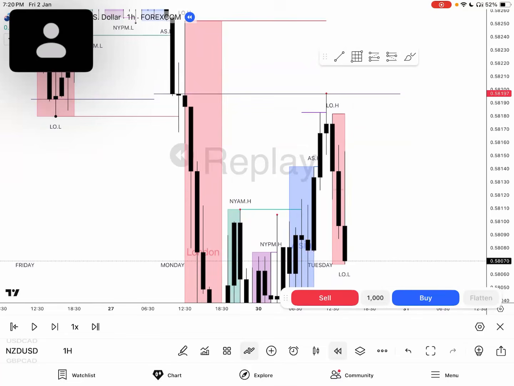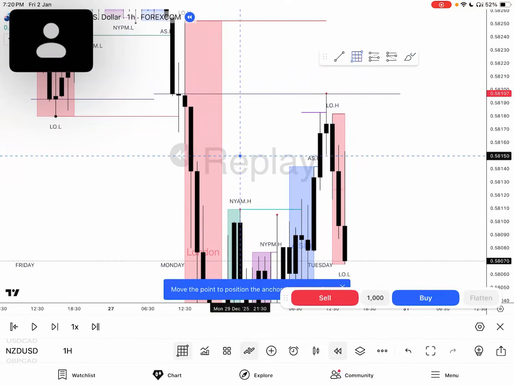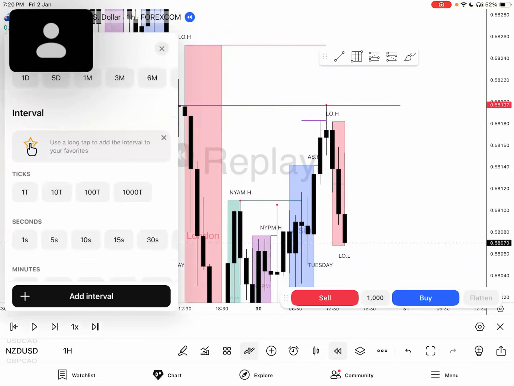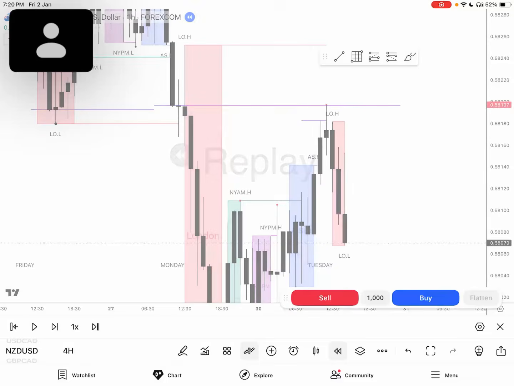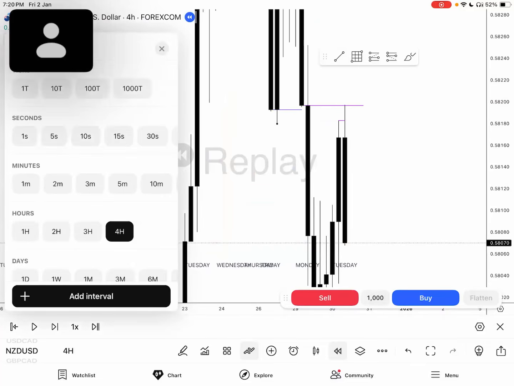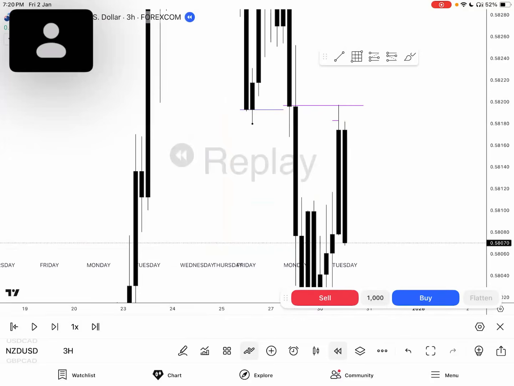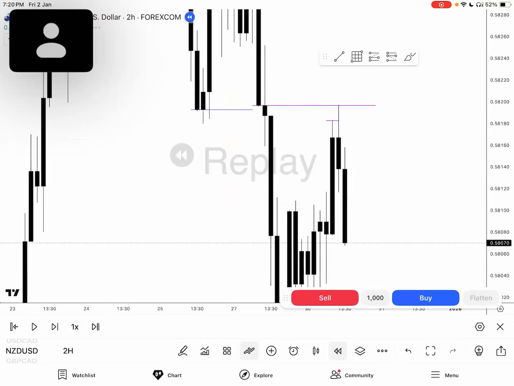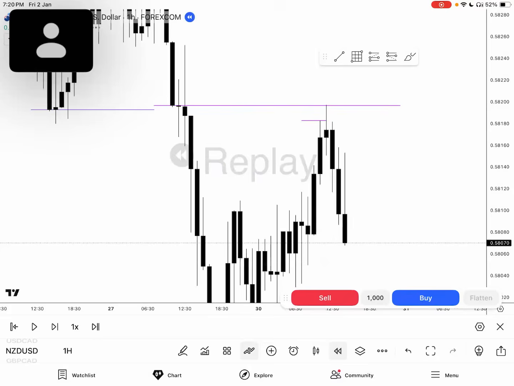The London session gives us the entry. So this is how you need to find that single candle as the liquidity, and the London session gives us the entry. Okay, so if you miss that entry, how do you take another entry? If you miss that main entry, then you can go for different time frames like H4, H3, H2.